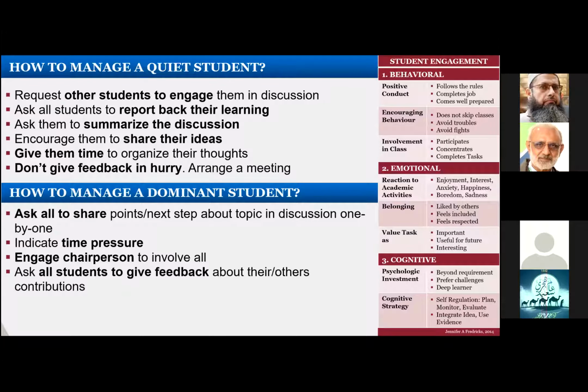Ask all students to give feedback about their own and others' contributions. In that situation, if the students give the feedback that they cannot talk because of the dominant student, then the dominant student probably would know that he or she has to limit their inputs. Have a personal discussion with the student if the situation becomes very, very bad.